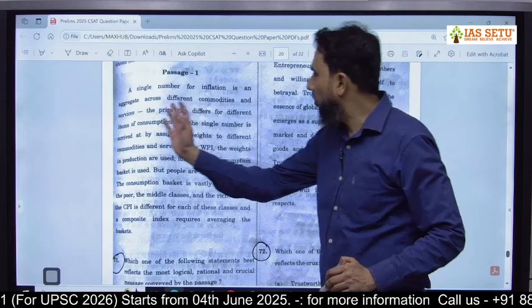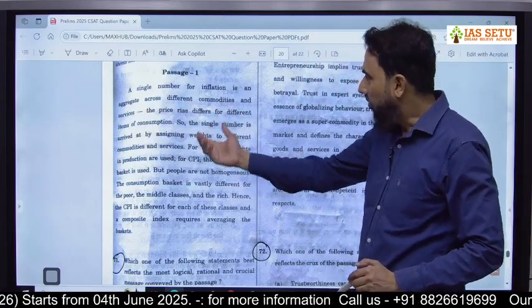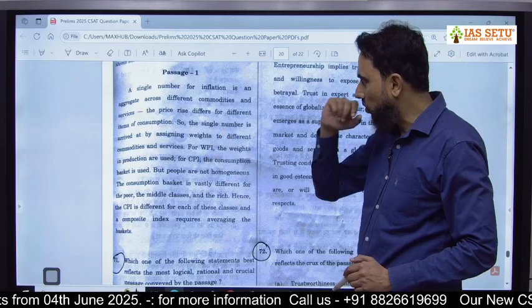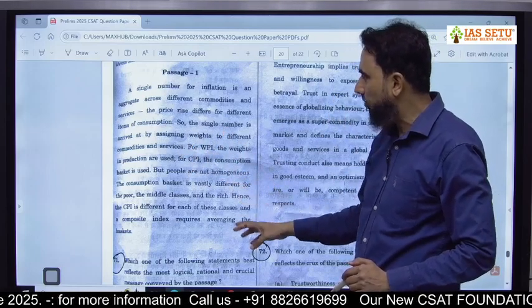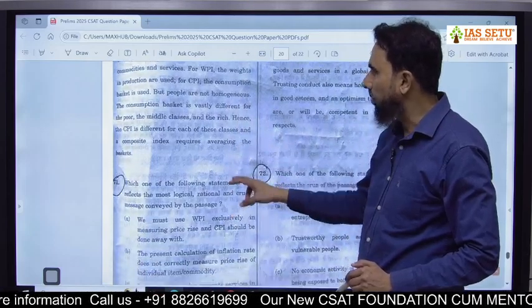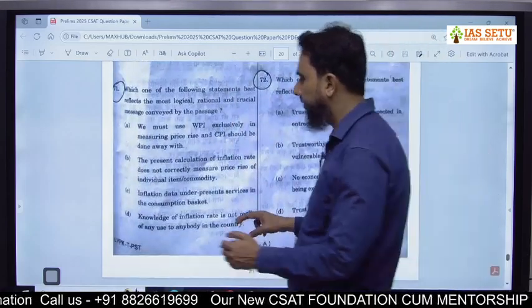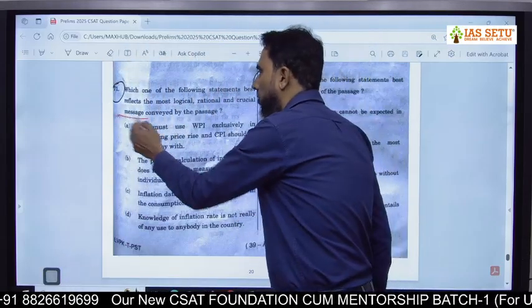A single number for inflation is an aggregate across different commodities and services. The price rise differs for different items of consumption. So the single number is arrived at by assigning weights to different commodities and services. Then he talks about WPI and CPI and all. Question number 71 here. We need to find the message of the passage.